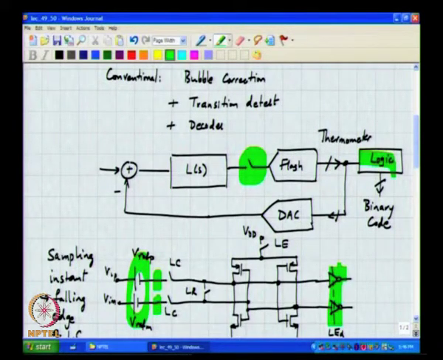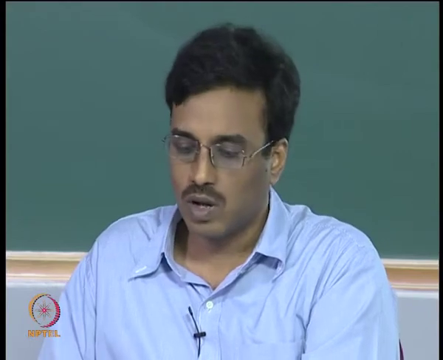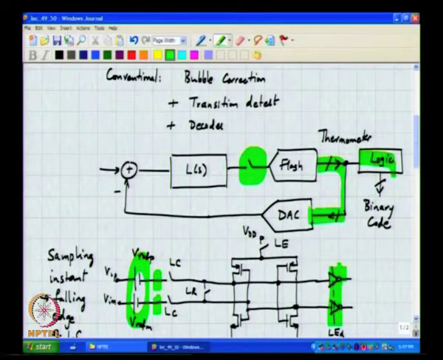right. But it is important that the DAC be able to accept a thermometer code. It turns out that this is actually a blessing in disguise, because most DACs will be much happier with a thermometer code rather than a binary code, and so this works out quite nicely. So, the DAC is driven by thermometer code, and the thermometer to binary conversion is done outside the loop. Does it make sense? All right.